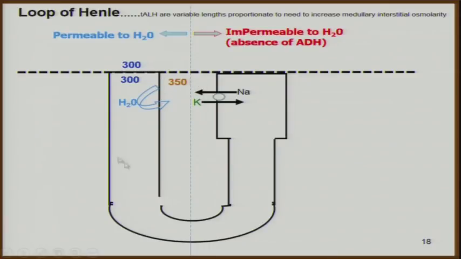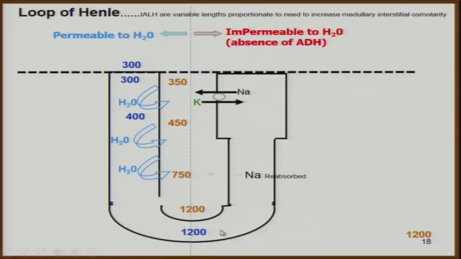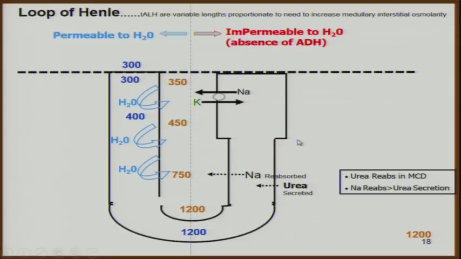It's now freely permeable to water in the descending limb, and water is going to be reabsorbed. It goes up to 400, and this goes progressively all the way up, theoretically, to 1200. Again, you just have to use your imagination to this being very long. It then starts coming back up. The thin ascending limb, remember, is now impermeable to water but permeable to sodium, and sodium is passively reabsorbed down a concentration gradient. There's also urea secretion into the lumen, and that urea comes from the medullary collecting tubule. Then more sodium gets reabsorbed than urea secreted, so that the concentration actually goes down.